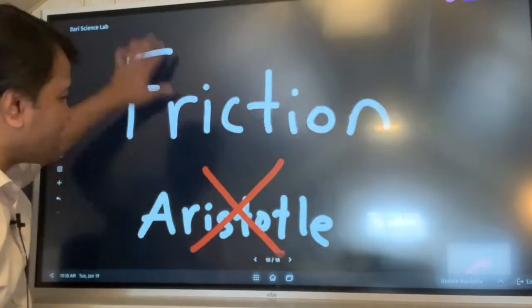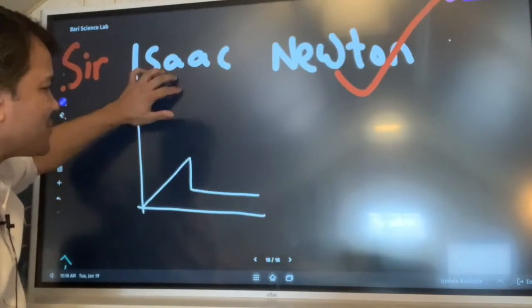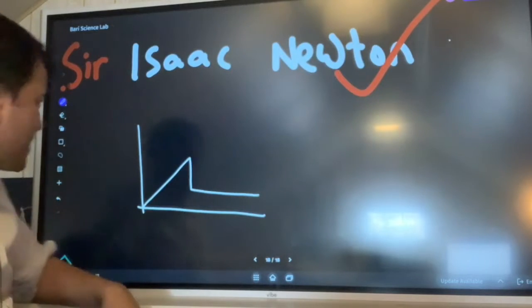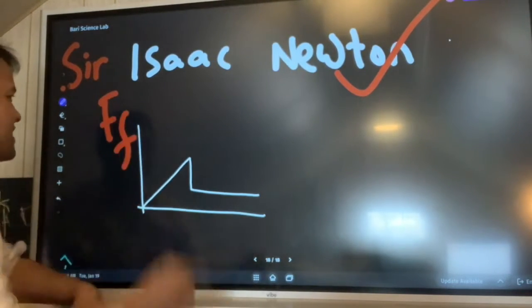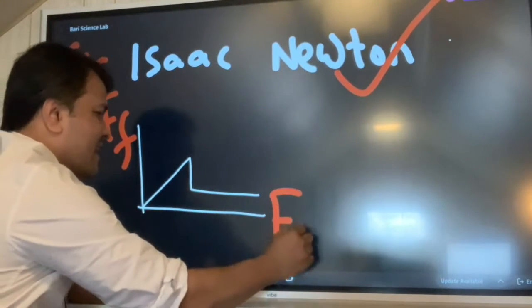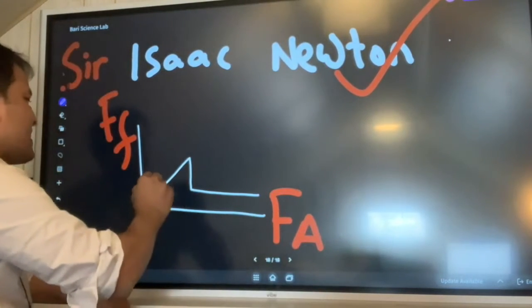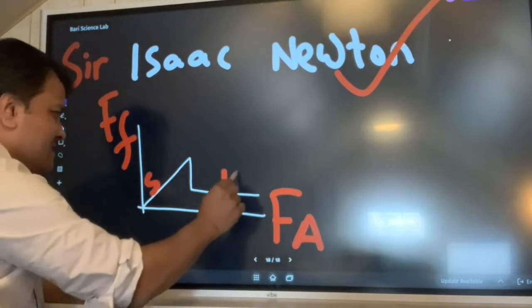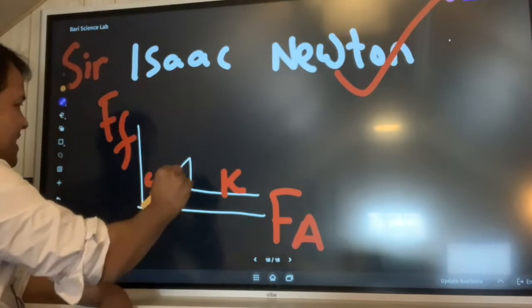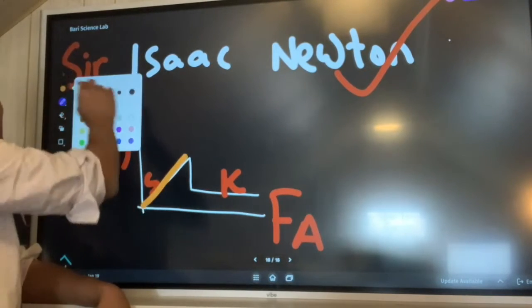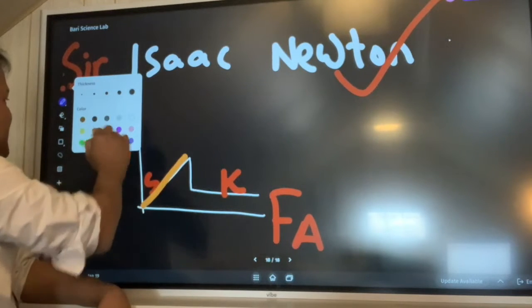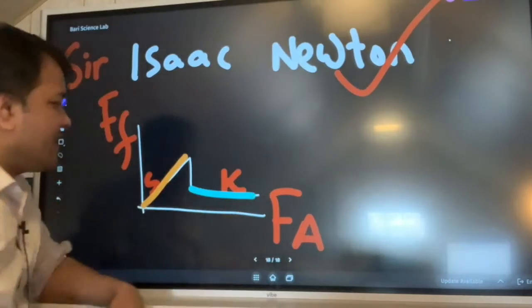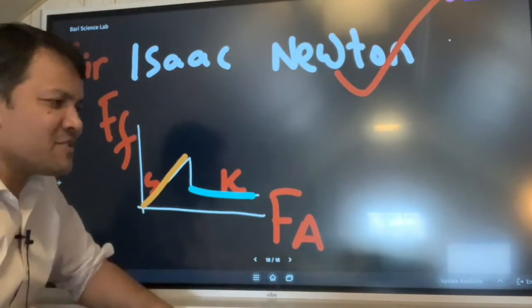And how they slow down actually has something to do with this graph. This is called the friction graph, and today I'm going to help you understand it. This is force of friction at the y-axis. This is applied force at the x-axis. This is static friction, and this one of course is kinetic. All right. Let me show you the simulation.